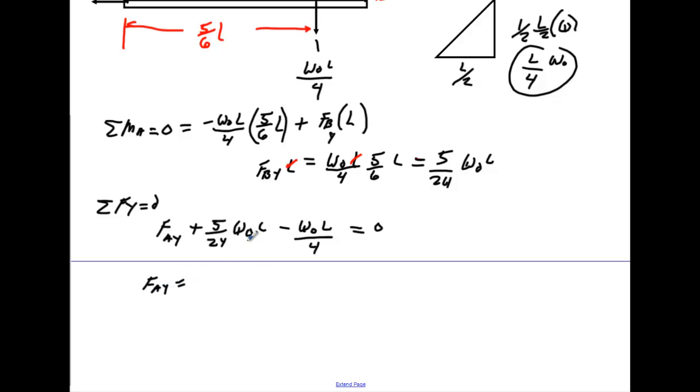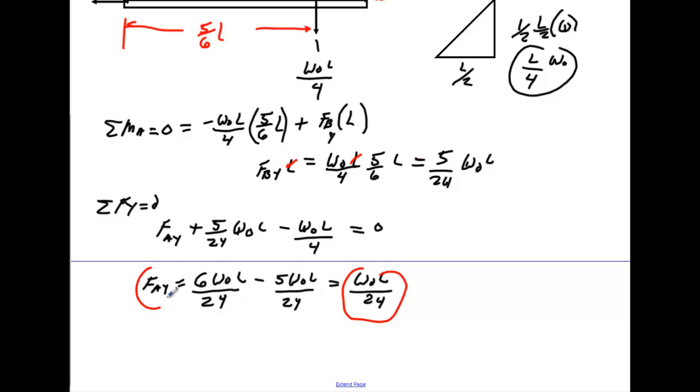I'll move everything else to the other side. Now we need to get a common denominator, so I'm going to put a 6 here and a 6 here. That's going to give me 6 W naught L over 24 minus 5 W naught L over 24, and that will just give me W naught L over 24. Okay, so now we have this value here as FAY, and we said FBY here was equal to this value right here.